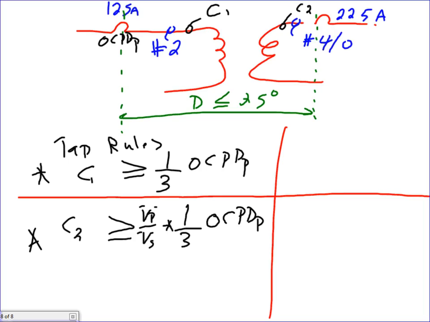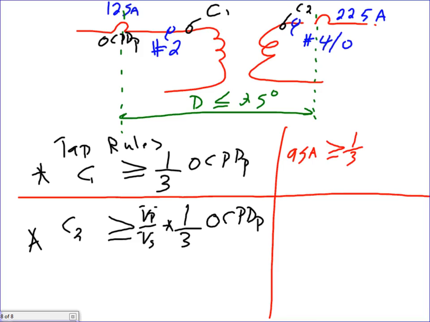What's C1 amp? What's the amp of number 2 under the 60-degree column? You guys come up with 95. So 95 amp, more or less than 1/3?